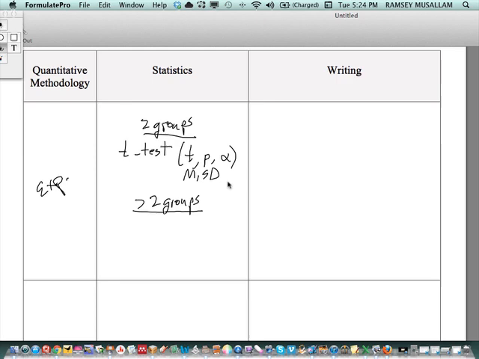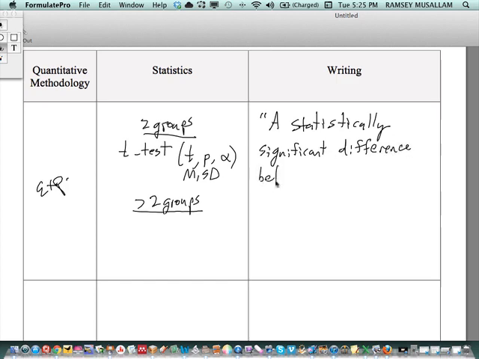But what it means, okay, you're going to be writing something like this, not word for word, but something like this. You're going to be saying a statistically significant difference between groups, okay, blah and blah, did or did not exist.